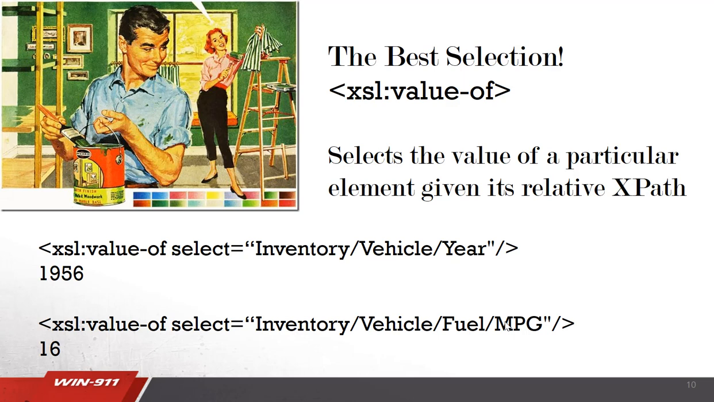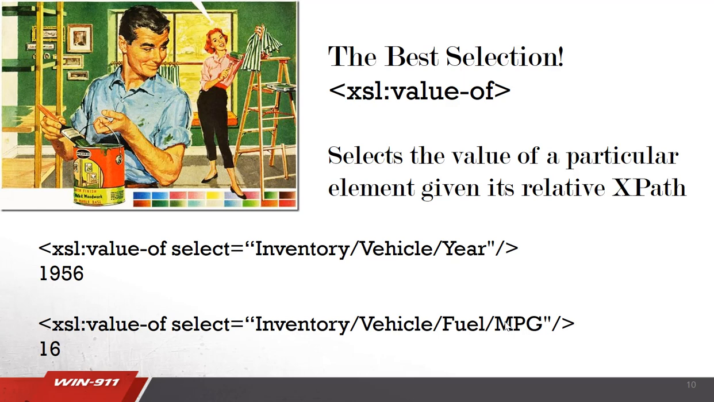All right, so let's dive into a couple of the tools in the XSL toolbox here. The very first one is a selection operator. XSL offers a selection operator called value-of. And this allows a selection of a particular attribute within the object model.